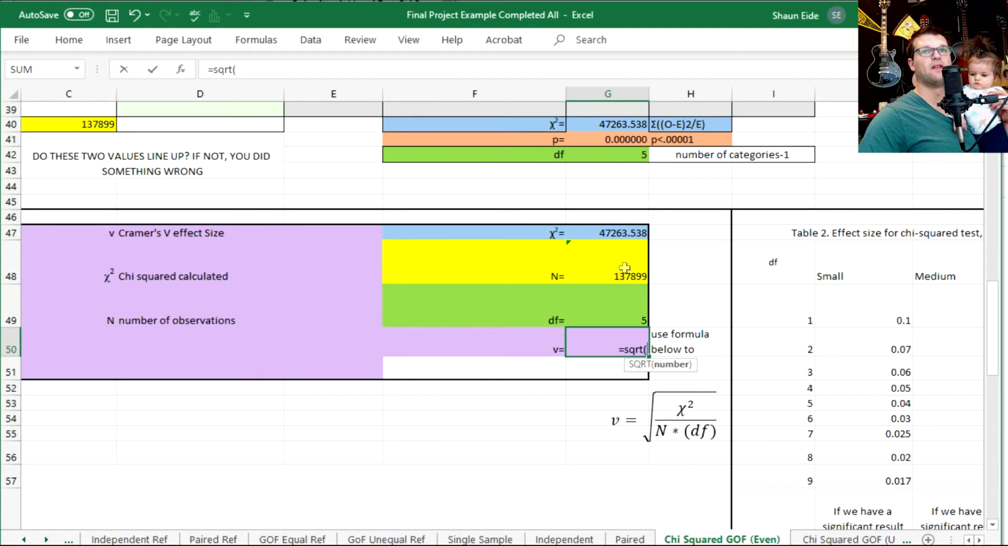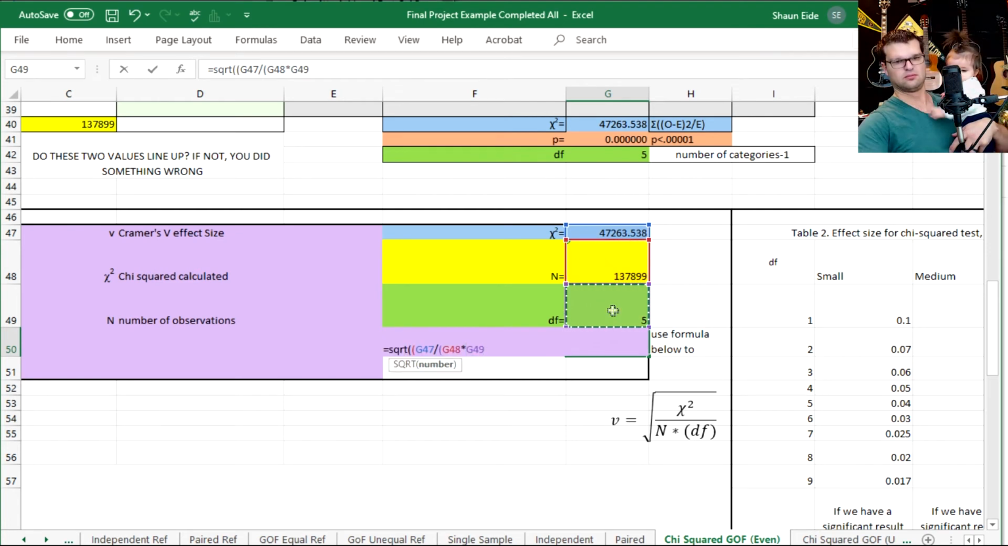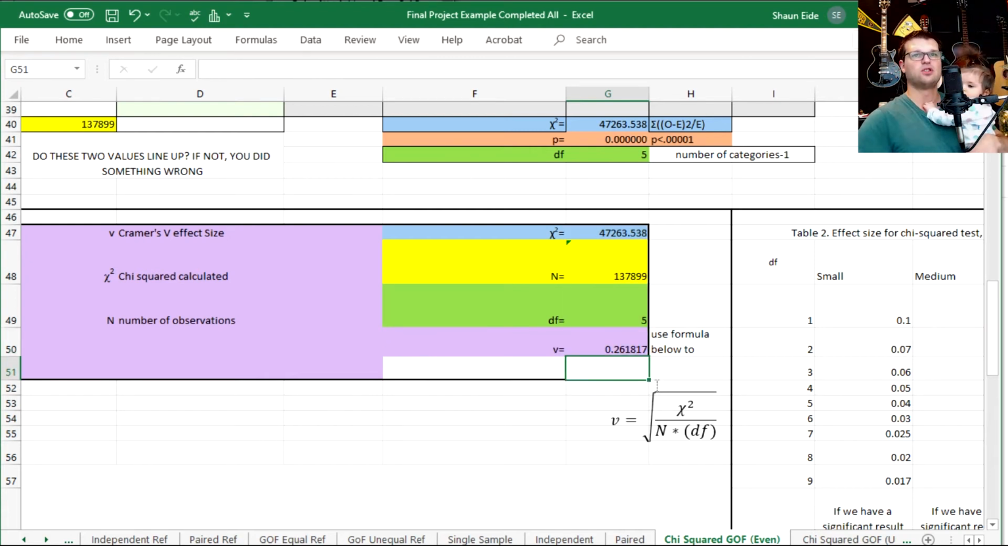Okay. And then we've got, I'm going to put another parentheses, chi-squared divided by n, and then multiplied by the degrees of freedom. And so that right there is Cramer's V.